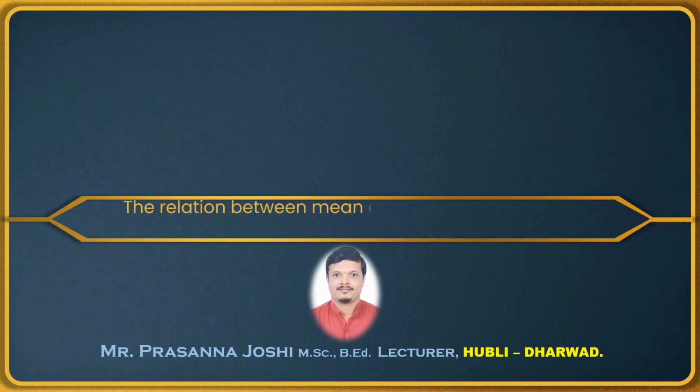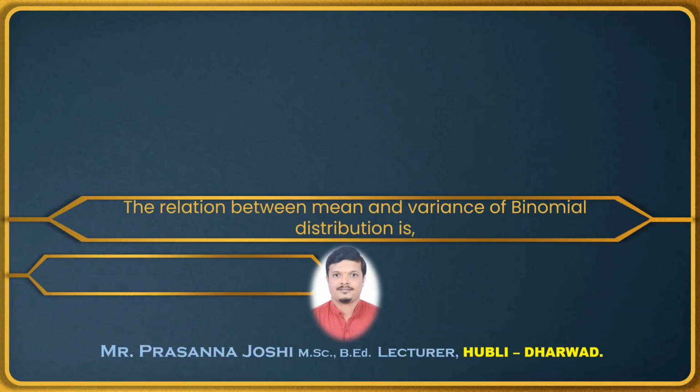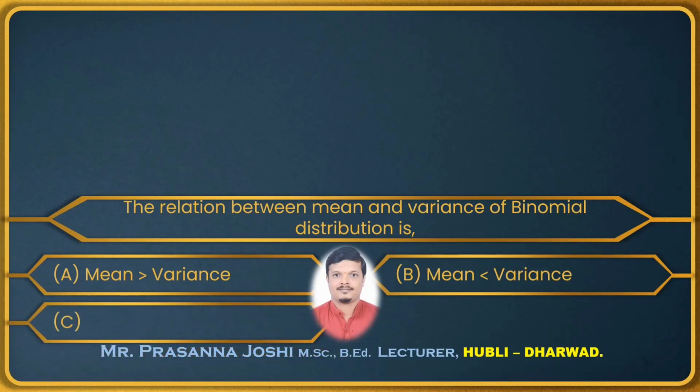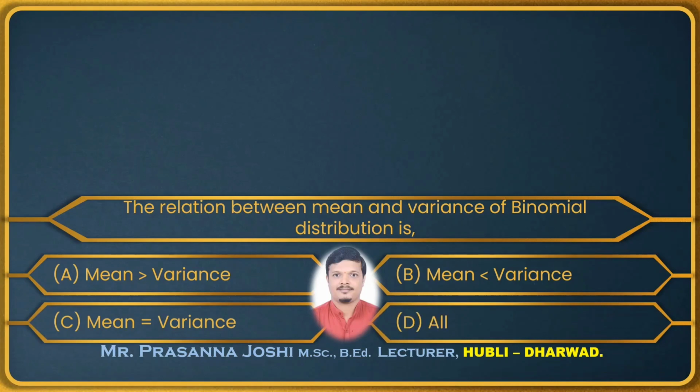Next question. The relation between mean and variance of binomial distribution is, first option mean is greater than variance, second option mean is less than variance, third option mean is equal to variance, the last one is all A, B and C are correct.